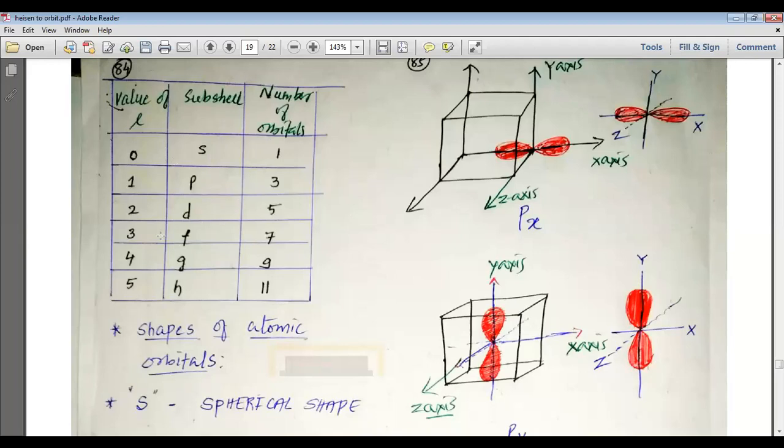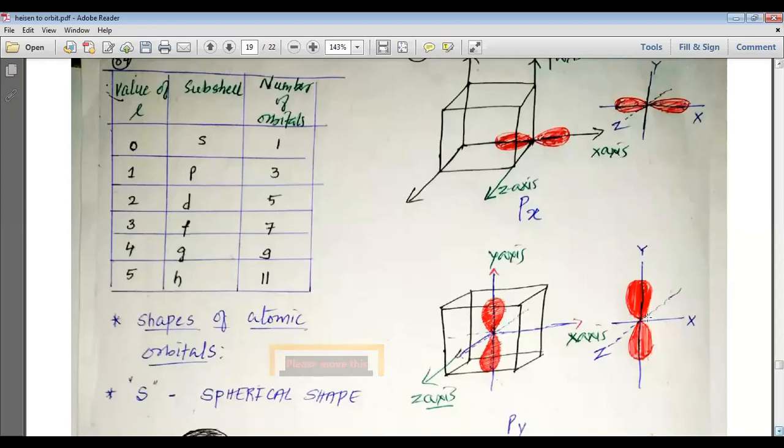So this is how we can understand the number of orbitals. We can write it as 2L plus 1. So this 2L plus 1 goes like 2 into 0 plus 1, that is 1. 2 into 1 plus 1, that is 3. 2 into 2 plus 1, that is 5. 2 into 3 plus 1, that is 7. 2 into 4 plus 1, that is 9. 2 into 5 plus 1, that is 11. So the number of orbitals can be found by the value 2L plus 1.